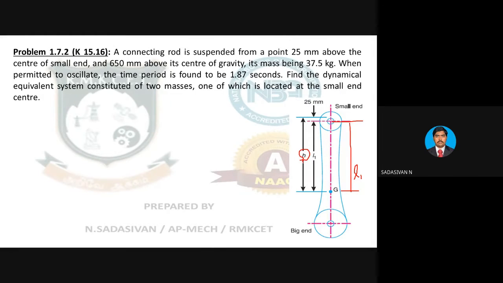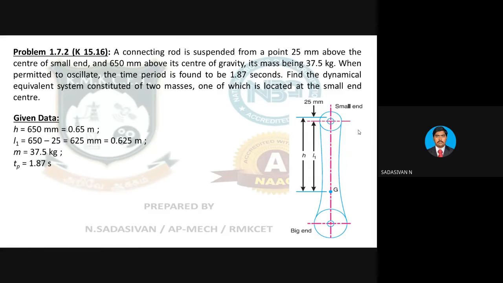This H will come in the simple pendulum oscillation formula. In the question, you don't have the value of the radius of gyration, kG is not given. So for that, I am going to use this H and find it using the pendulum formula. Where it is fixed, it is going to oscillate about a point at a distance H from the center of gravity. This point is still 25 mm above the small end center, so the difference is L1 plus 25. From that point, it oscillates like a pendulum. That is why it is given specifically.